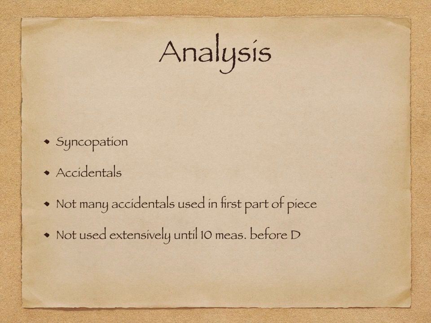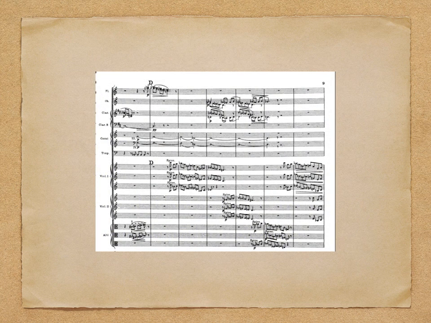Sibelius does use syncopation, and you really see that at the beginning of the movement. Accidentals are not used as much at the beginning, but he does use them more at D, which is an indication of a 20th century piece. Here's the example. Almost every single note here has either a sharp, flat, or a natural sign in front of it, and that continues on for quite a few measures.